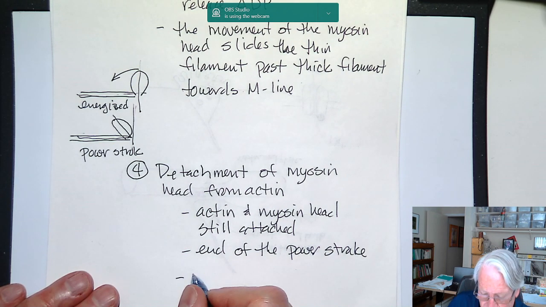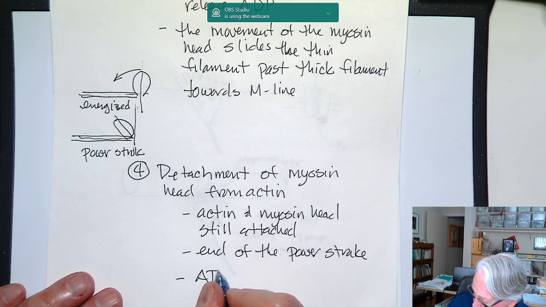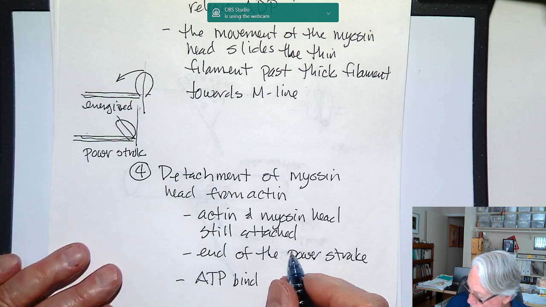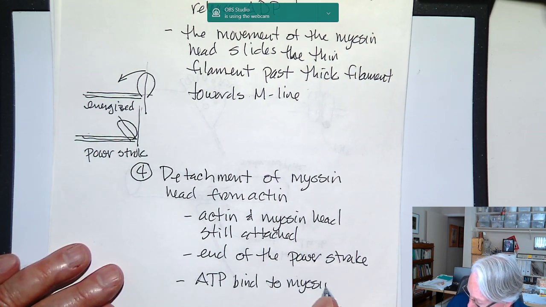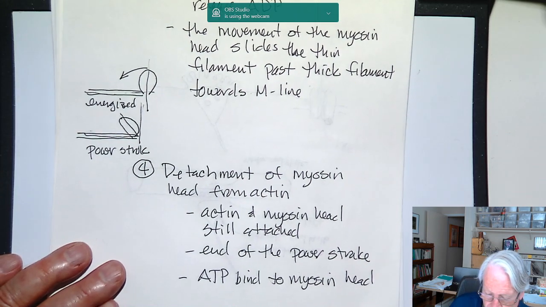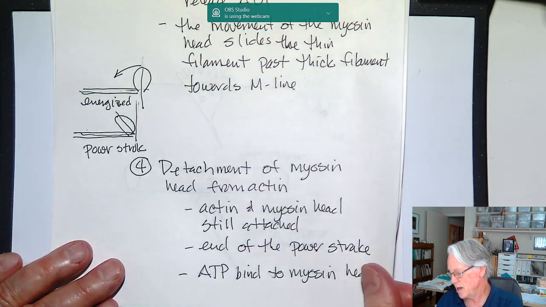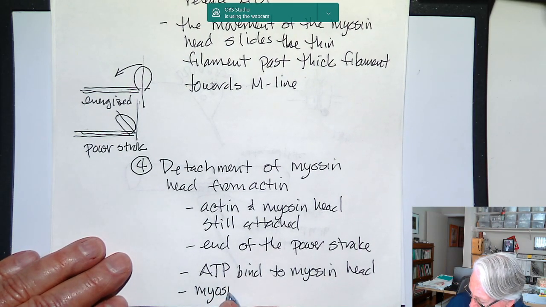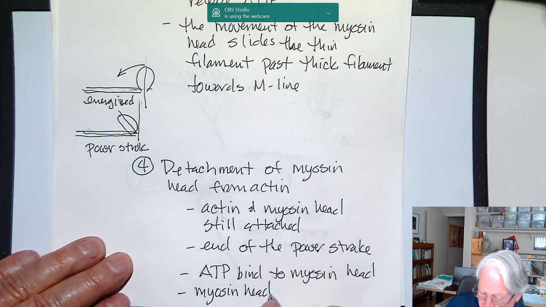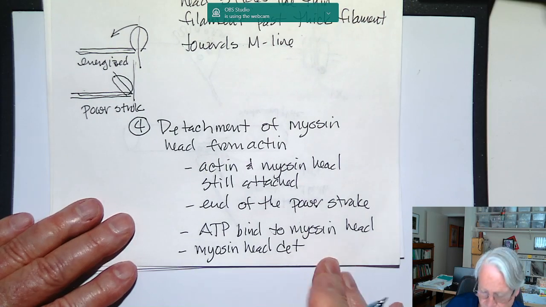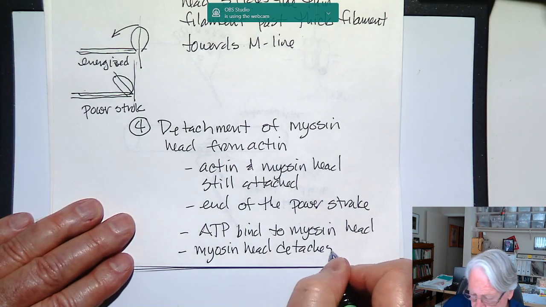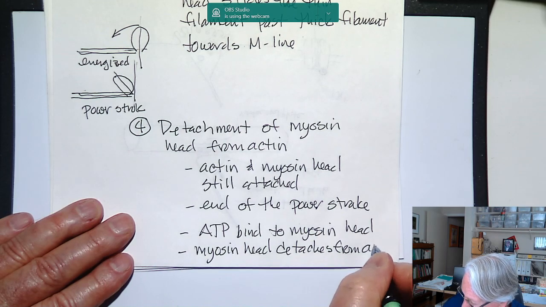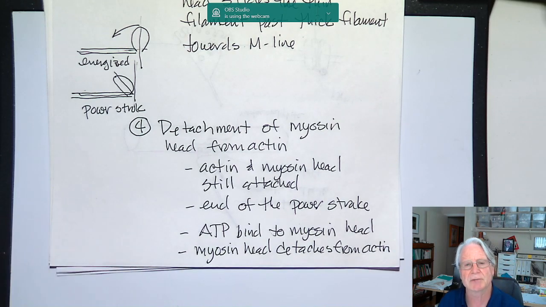So what's going to happen is ATP will bind to myosin head, and that will then cause the detachment, detaches from actin. And then we start the whole thing over again. The cycle repeats itself over and over.